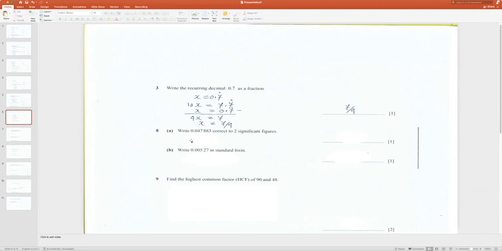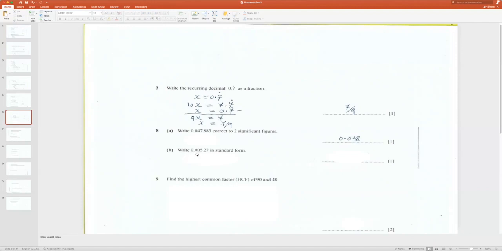Write 0.047883 correct to two significant figures. We know this 0 is not a significant figure. So 4 is the first significant figure, and this is the second significant figure. So we can write this as 8. 0.048.